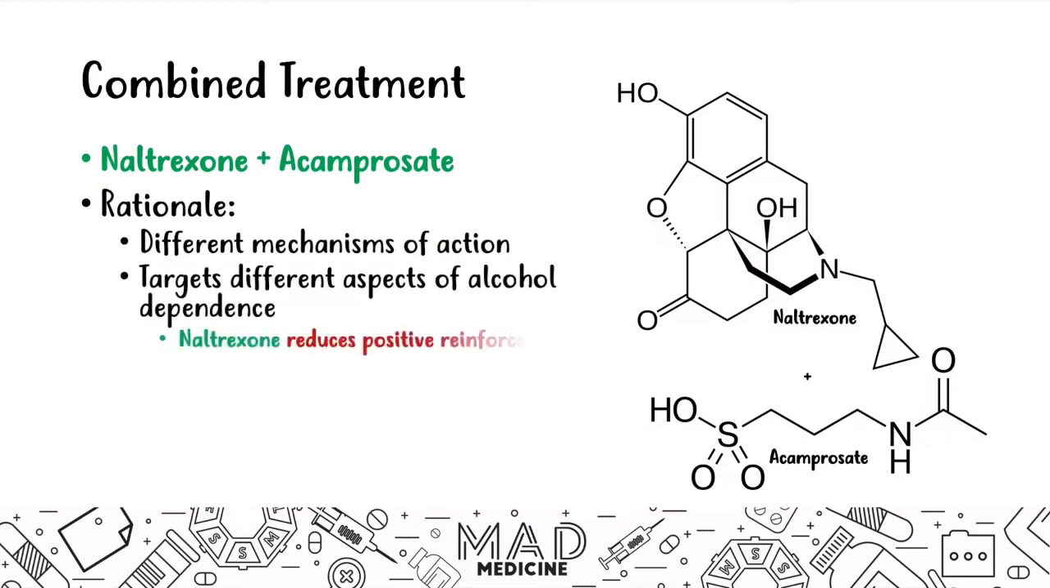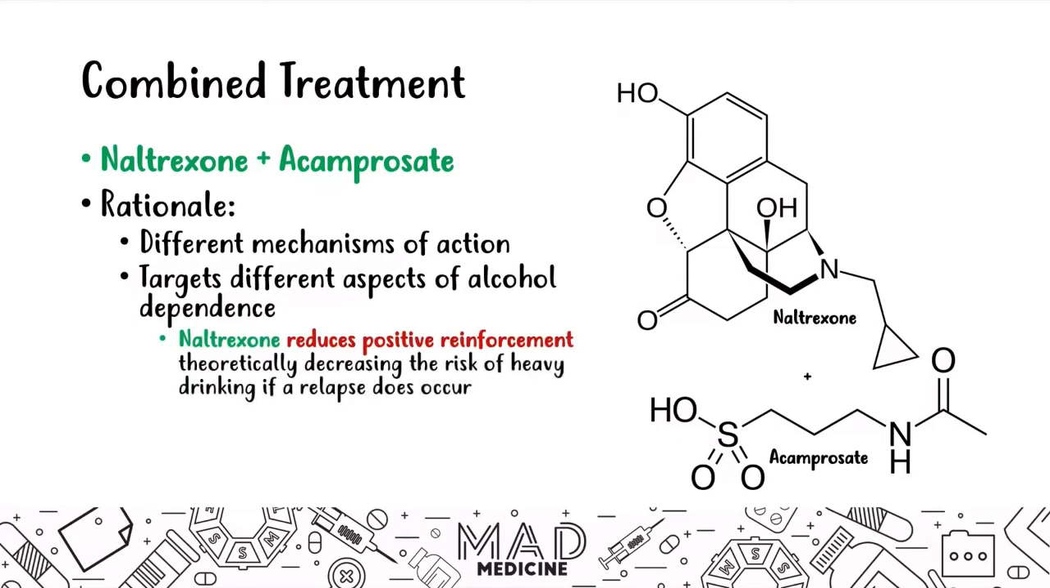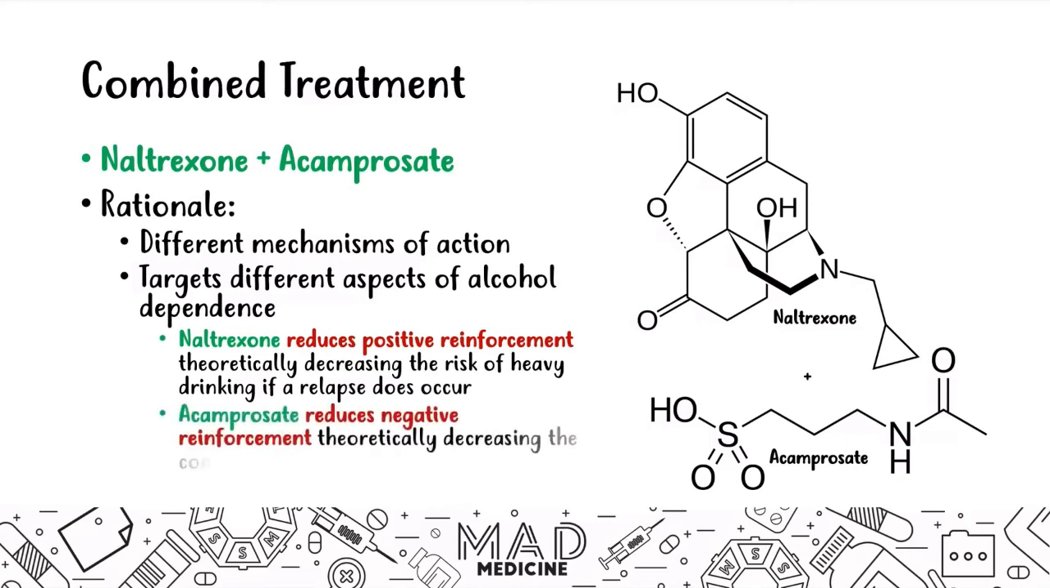So naltrexone affects the positive reinforcement, right? The pleasurable effects of drinking alcohol, makes you drunk, et cetera. Now, that's what naltrexone is directly seen to reduce. It reduces the risk of heavy drinking if a relapse occurs. Acamprosate reduces the negative reinforcement, right? Theoretically, it decreases the conditioned craving and distress following cessation. It decreases your withdrawal symptoms. Now, if you combine these two together, you're going to have a dual effect on the patient's ability to fall off the wagon.